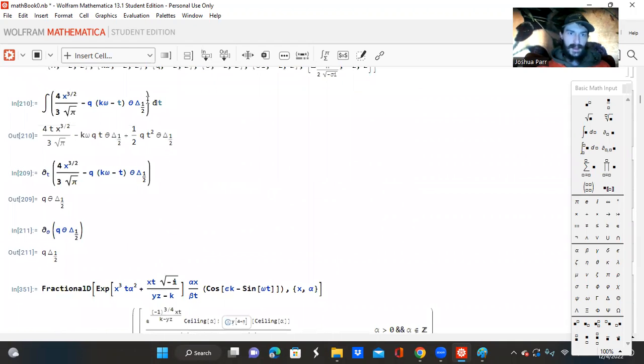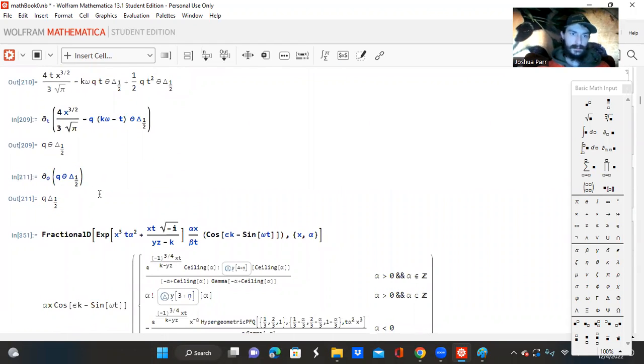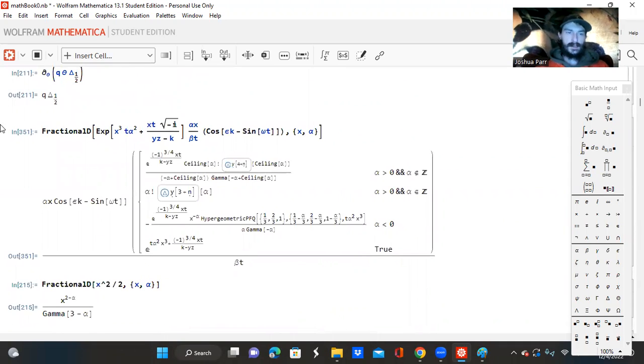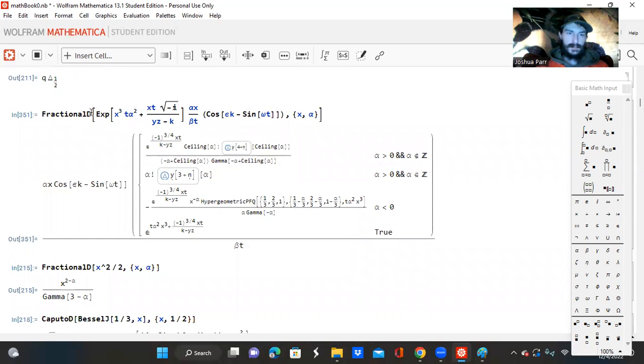Just more examples of when I asked for specific things and it kept breaking them down. Partial derivative t again, and then partial derivative theta. So here's a fractional derivative function, and I'm taking the fractional derivative of the exponential function x cubed t alpha squared plus xt root negative I over yz minus k times alpha x beta t cosine epsilon k minus sine omega t for x and alpha. And it did a full solution set.